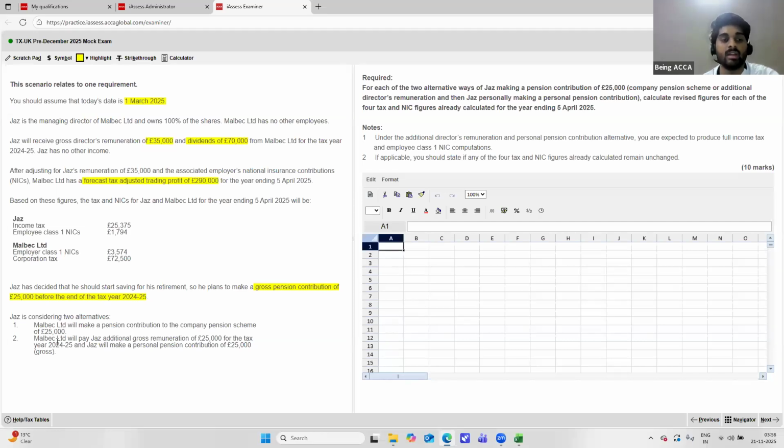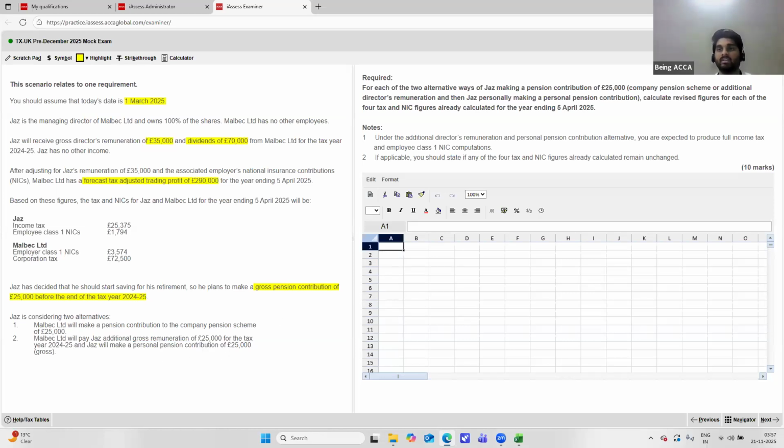And the second is that Malbec Limited will pay Jazz additional gross remuneration of 25,000 for the tax year 24-25, and Jazz will make a pension contribution of 25,000. So in the second alternative, the director's remuneration, which was 35,000, will now include an additional 25,000, after which Jazz himself will make a personal pension contribution. So the first alternative covers employer pension contributions, while in the second it is the personal pension contribution that takes place.